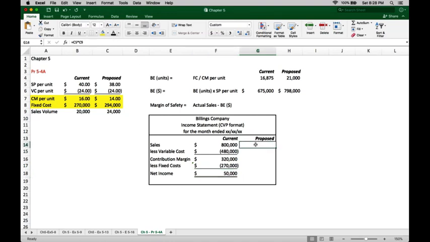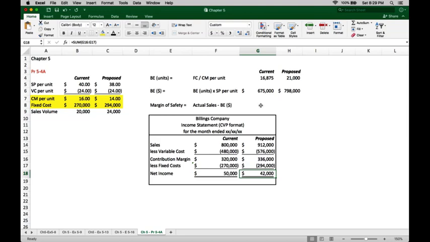Let's see what the proposal does. I'm going to sell 24,000 units at $38 a piece. That's going to give me 912,000. If I just look at the sales number, it's very exciting. Let's see what else happens over here. Obviously, my variable cost goes up because I'm selling more units. My contribution margin is 336. Even that looks good. However, what happens to my fixed cost? My fixed cost has increased from 270 to 294. So what happens to my net income number? Ooh, it dropped. Definitely not a good sign.